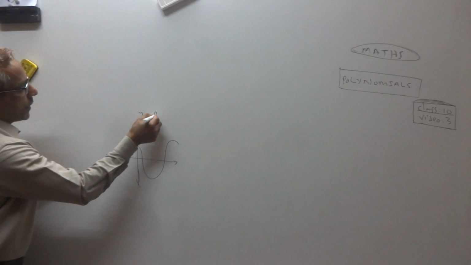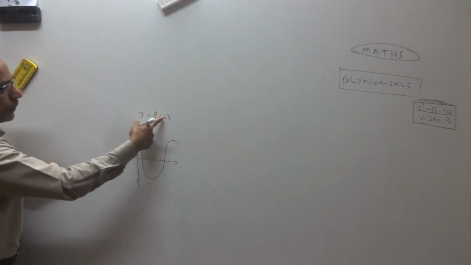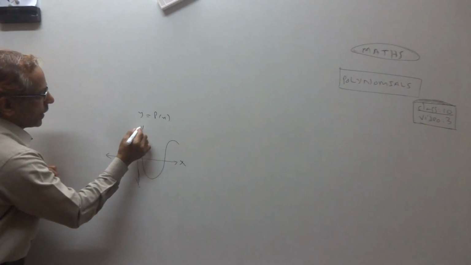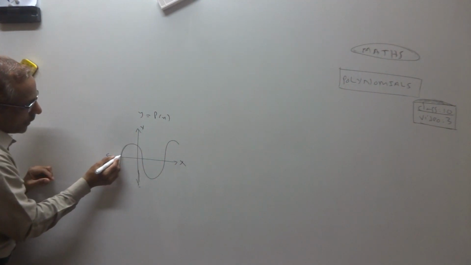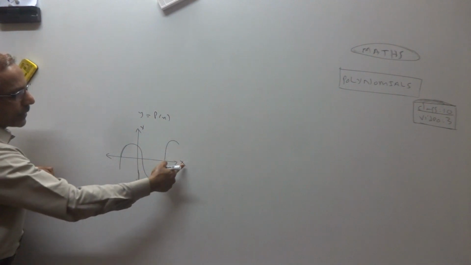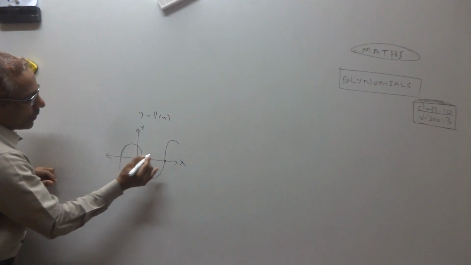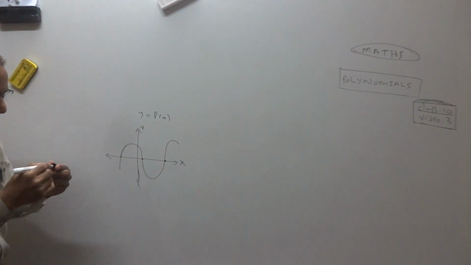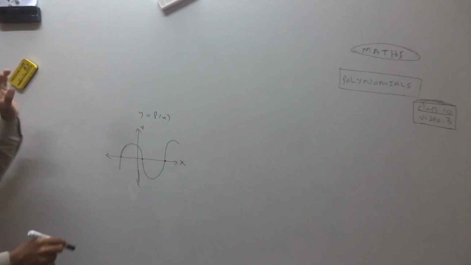So suppose this is the graph of y is equal to p(x), then it has how many zeros? This is the x-axis, y-axis. This graph meets the x-axis in how many points? 1, 2, 3. So we say that it has 3 zeros. So this was completed in the last video.